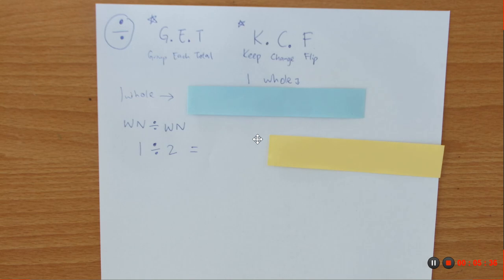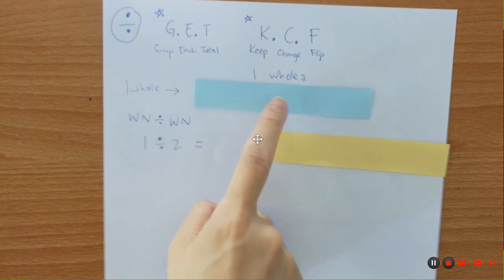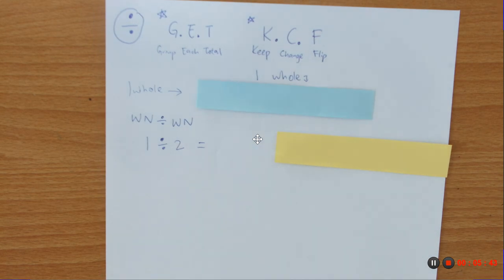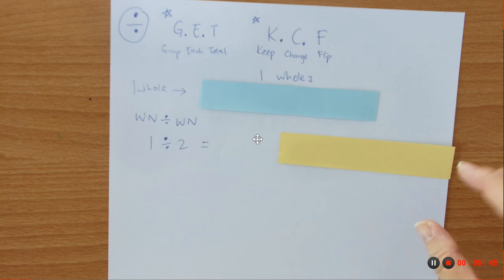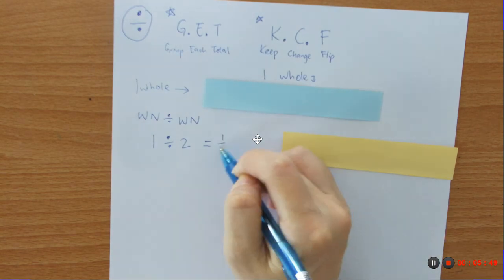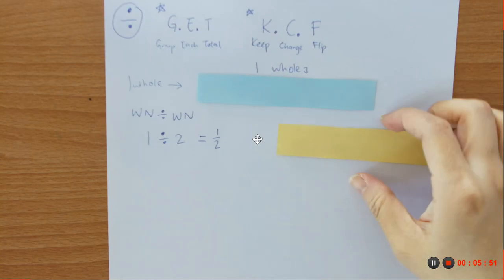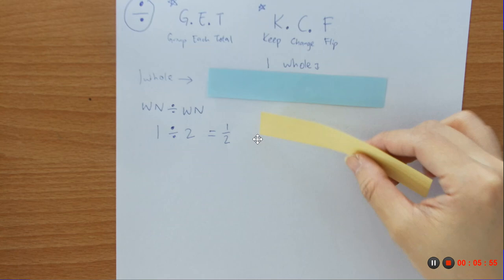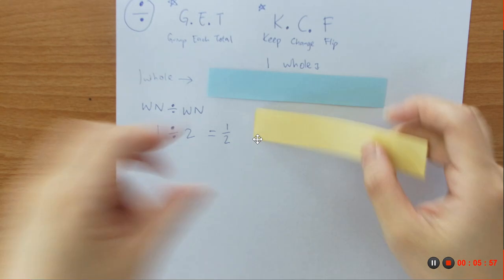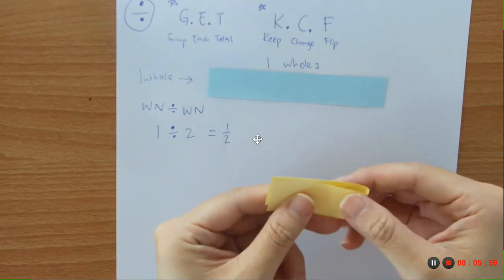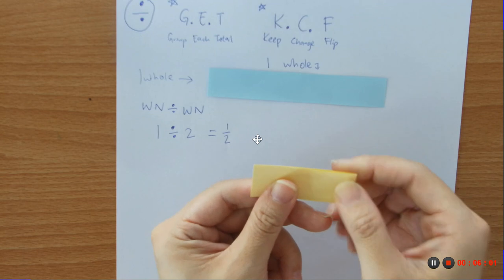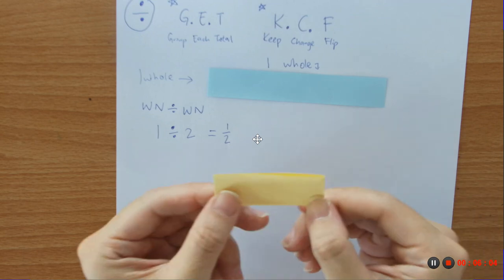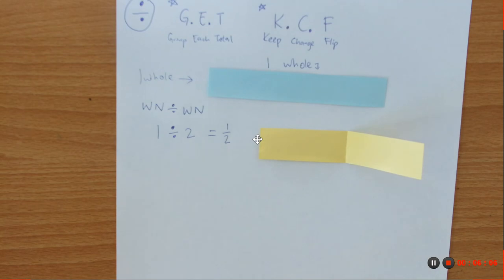Okay, so the first one I'm doing is whole number divided by whole number. This is one whole for reference. Okay? What is 1 divided by 2? Half. Very good. Okay, so we all know half. Very fast. Right? So I take the one whole piece. And then I fold into 2 parts, right? Correct or not? Yes? I fold into 2 pieces.